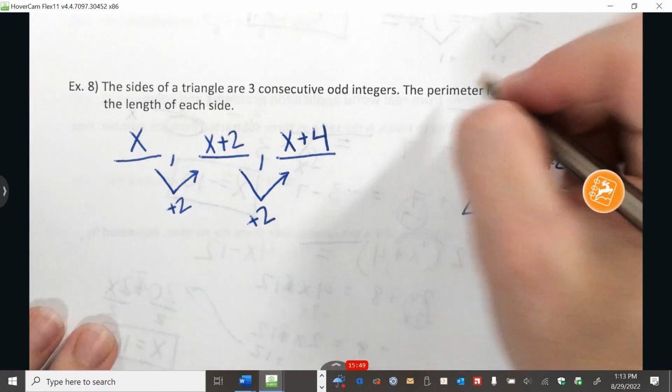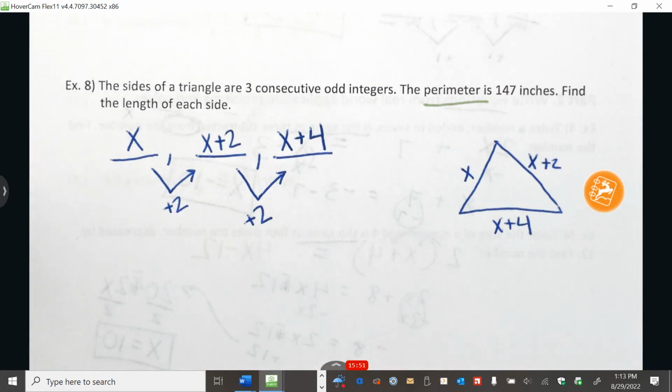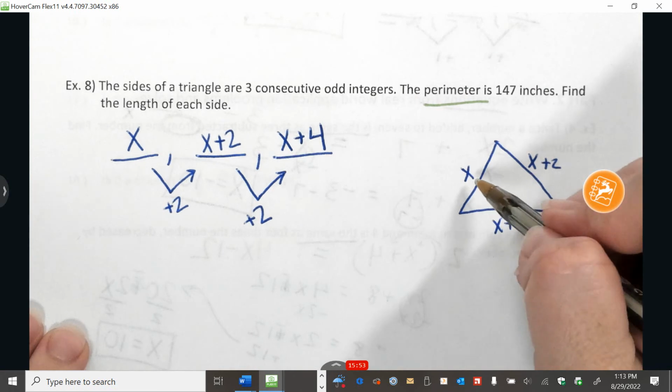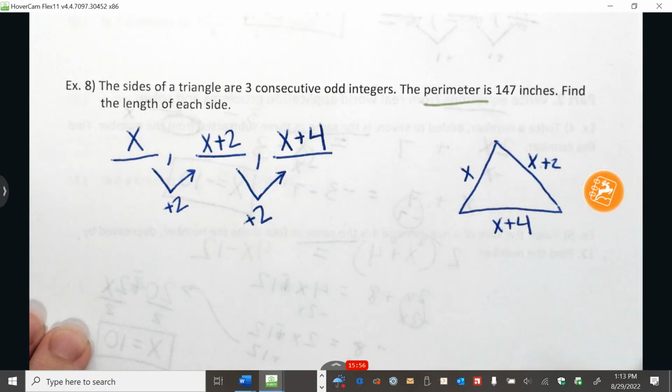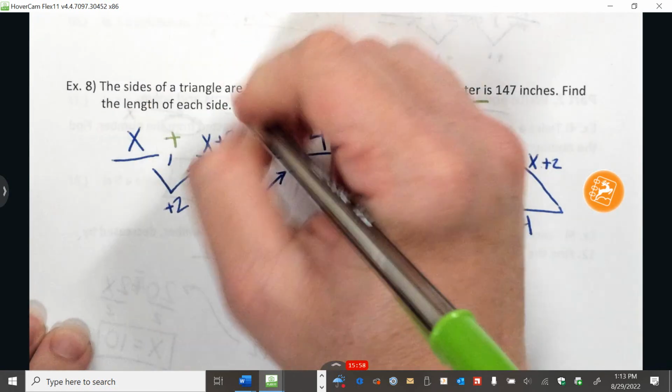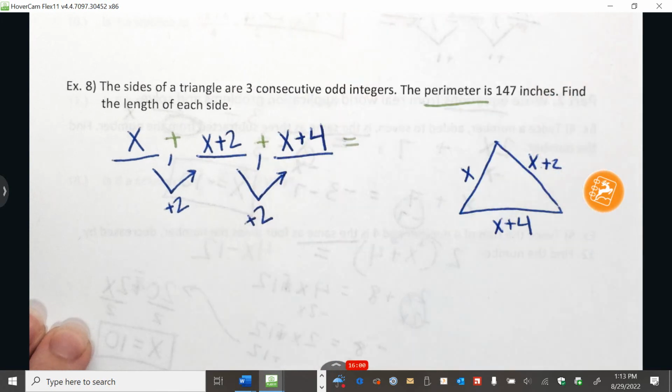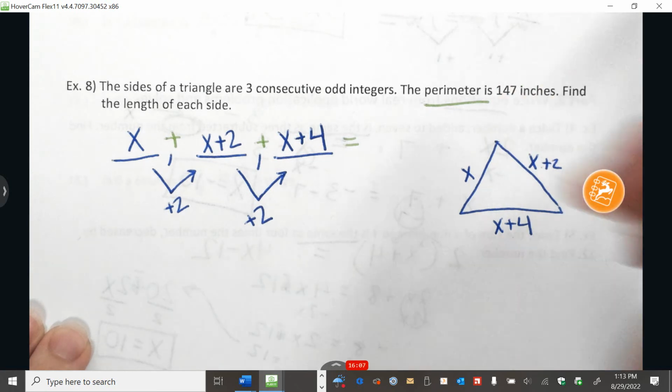Now it says perimeter. How do we find perimeter? Add all the sides. So x plus x plus 2 plus x plus 4. Well, I have that set up right here, so plus. Huh? Yeah, but odd numbers are 2 apart. That's why it's 2 and 4.